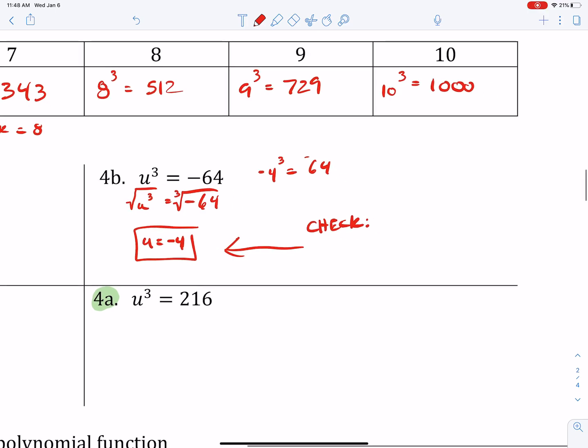You can do negative 4 times negative 4 times negative 4. That would be negative 4 cubed. Well, negative 4 times negative 4 is a positive 16. And then I'd have to bring down my negative 4. And if I did 16 times negative 4, well, that does give me negative 64. Thus, you know that you are correct.